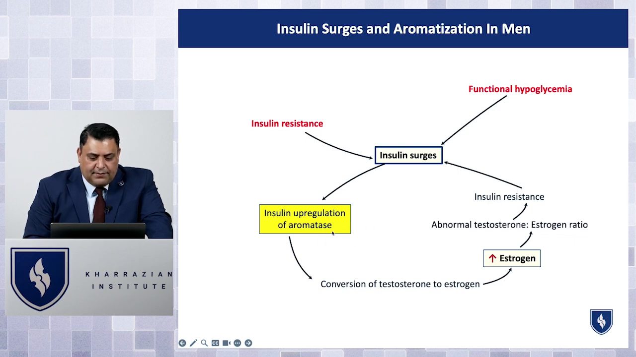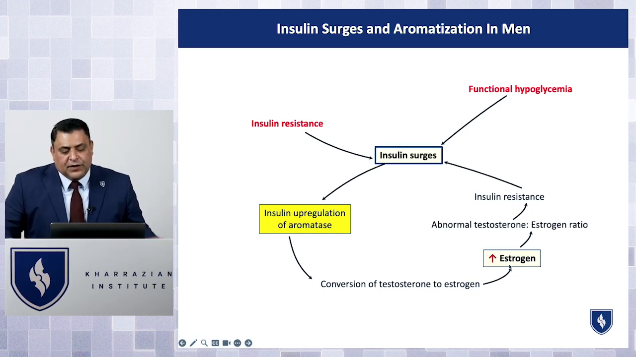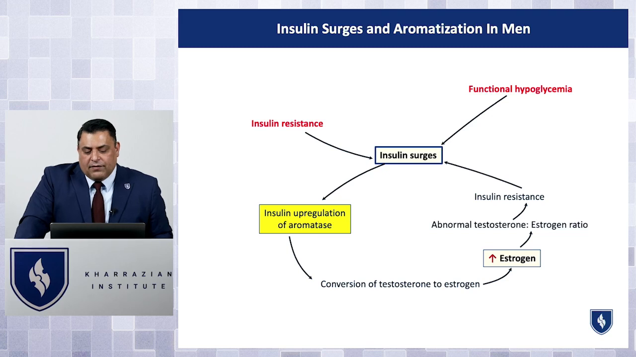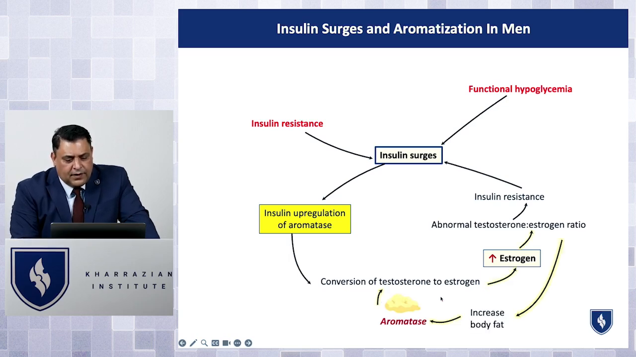upregulate this aromatase enzyme, and that converts testosterone to estrogen. As men get higher levels of estrogen, and they throw off their testosterone to estrogen ratio, men should be more androgen dominant and have higher levels of testosterone than estrogen. And when they lose that androgen dominance and lose this ratio, that's been shown to cause further insulin resistance. So you get this vicious cycle of aromatization in men. Now, if you have increased body fat, there's greater potential for aromatization, and this pathway can get much, much more vicious. So this is the aromatization pathway you should be aware of.